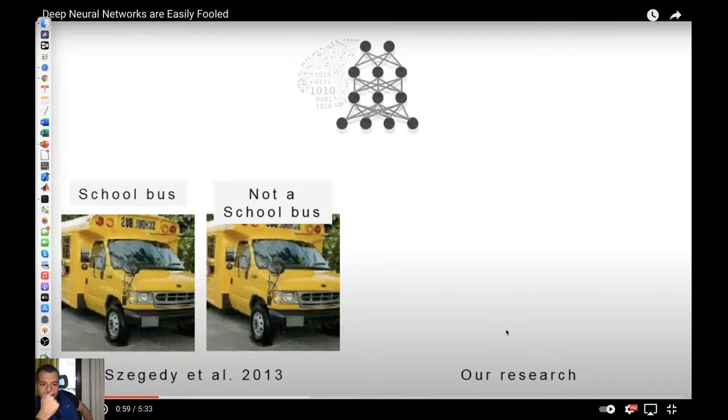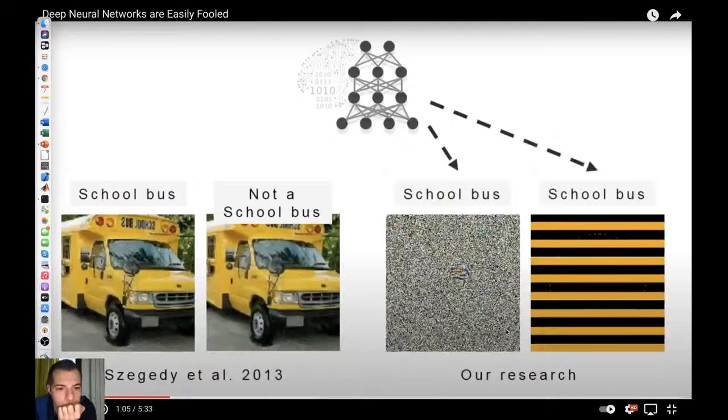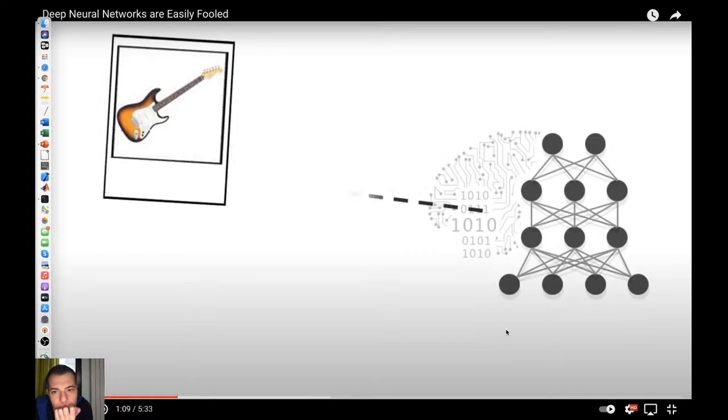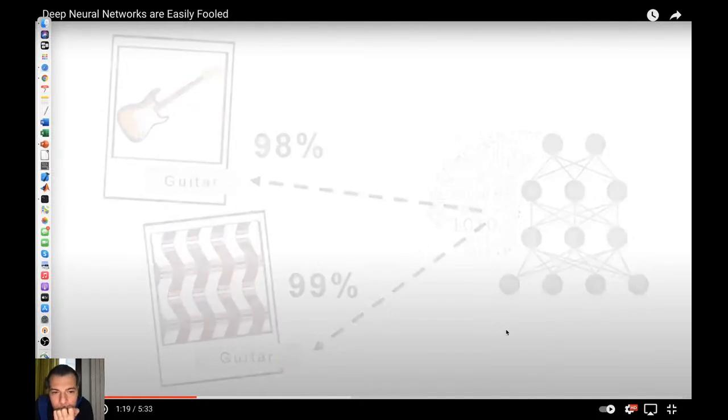In this research, we show a related phenomenon that deep neural networks label images that are unrecognizable to humans as school buses as well. While some deep neural networks can recognize guitars with high confidence, we can find certain unrecognizable images that these networks will also rate with 99% certainty as guitars.